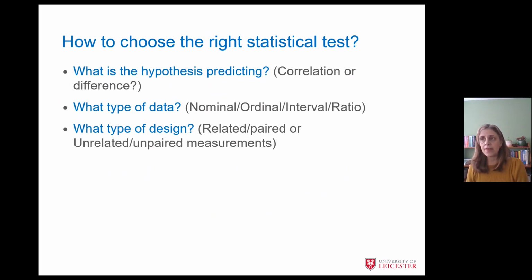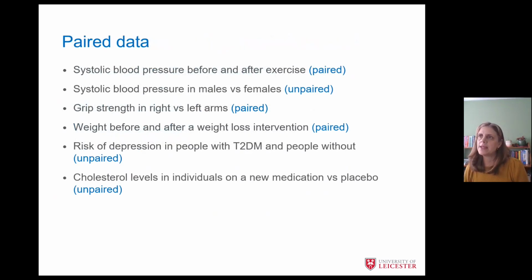And then you also need to think about the design of your study. So has the design of your study led to your data being paired or unpaired in terms of the measurements? And I'm going to explain that a little bit more. So what do I mean by paired data? Paired data is where you're comparing data between two groups, but every value in one group is paired in some way with the value in the second group. So, for example, you might be looking at systolic blood pressure before and after exercise. So you have one value in an individual taken before exercise and one value afterwards.